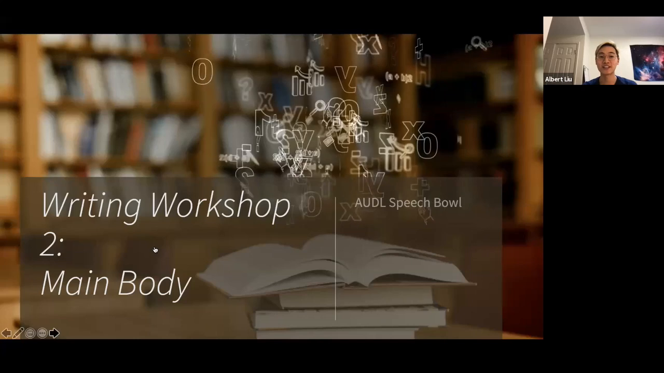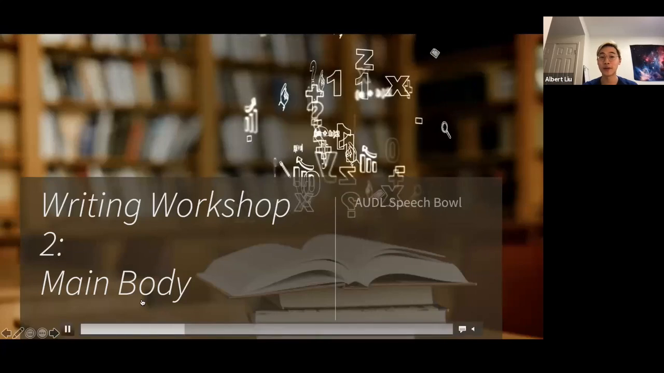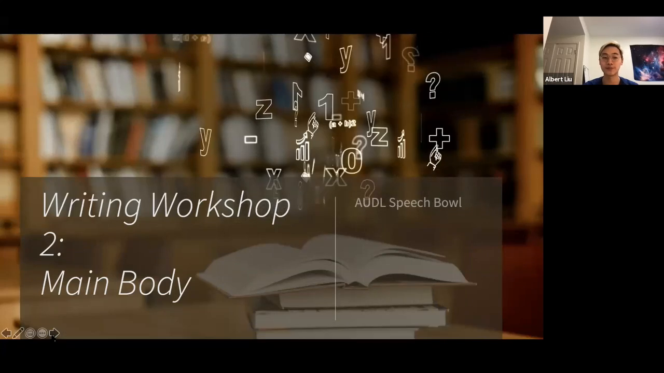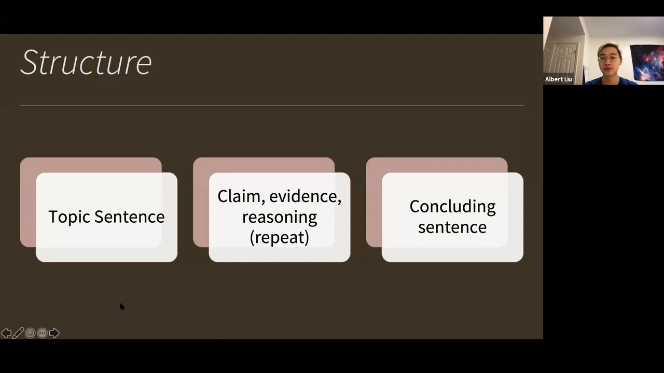Hey everyone. Today we're going to be going over the main body on the AUDL speech bowl. So as for the structure, you want to start with a topic sentence, then repeat a claim evidence reasoning format, or as the AUDL calls it, assertion evidence reasoning format, and then move on and finish in a concluding sentence.